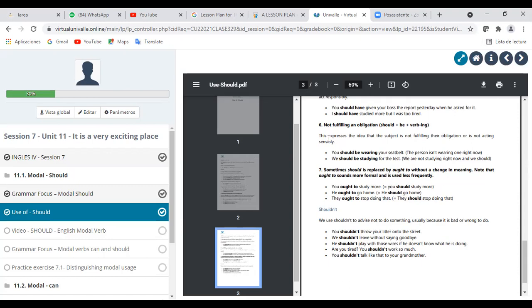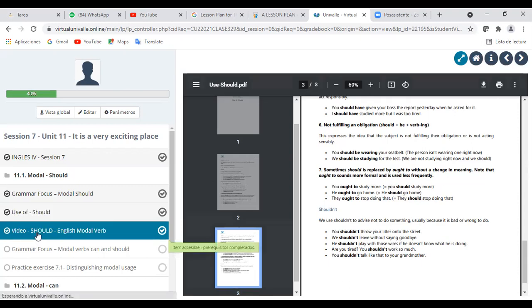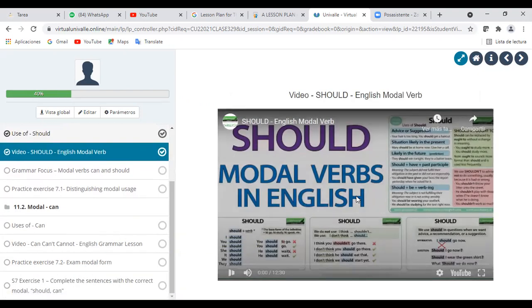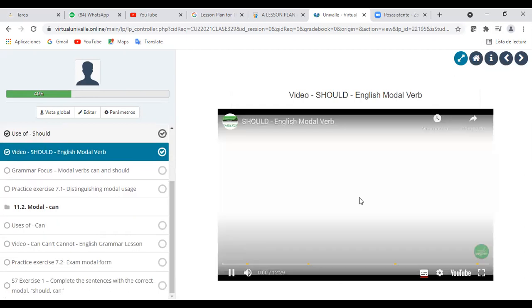Okay, now we have a video tutorial for you to watch about the English modal verb should. Okay, so we're gonna play it. We're gonna take a short quick look at it.